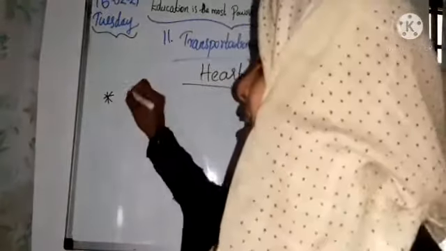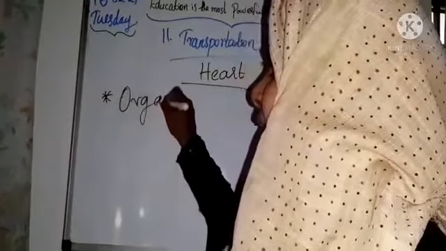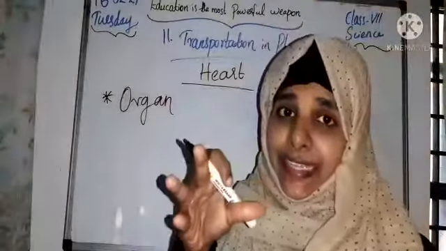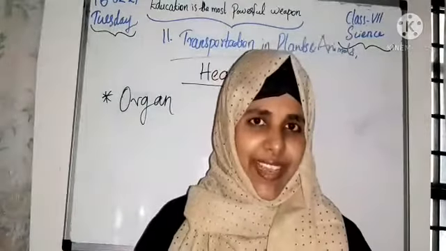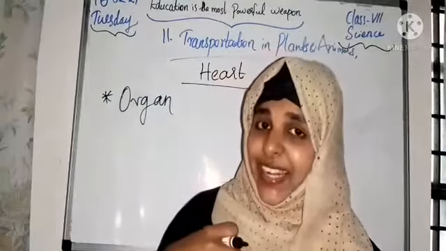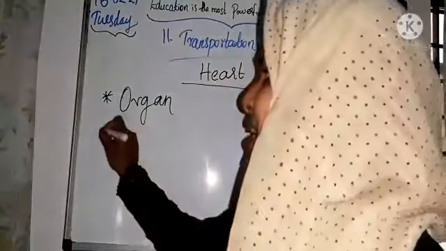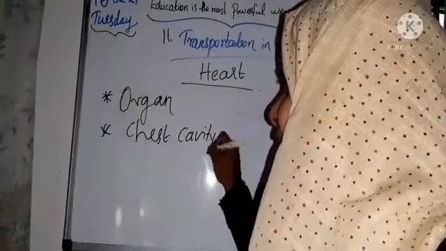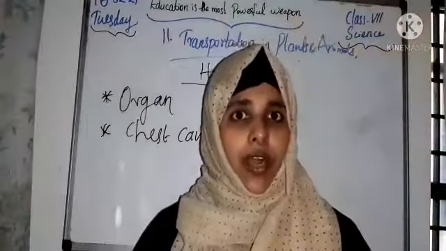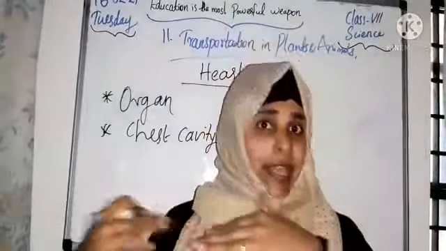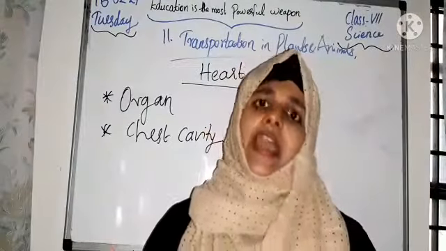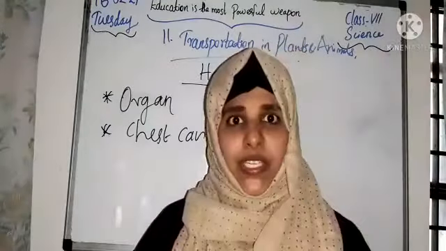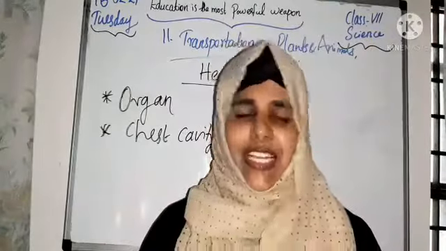So, what is the heart, children? We know that the heart is an organ which beats continuously in our body, right? Where is it located, children? The heart is located in our chest cavity, right? And what is the main function of the heart? Now we know what the heart is and where it is located. Commonly, we say it is pumping the blood.